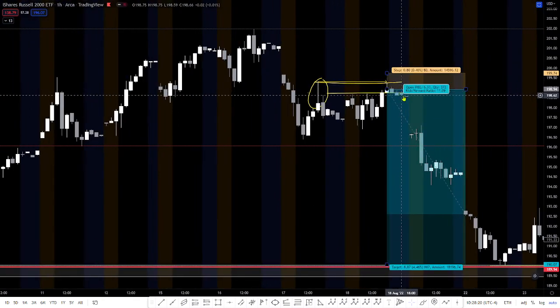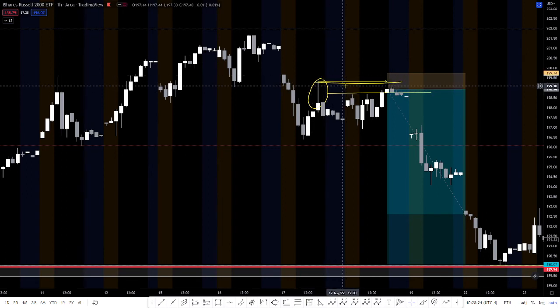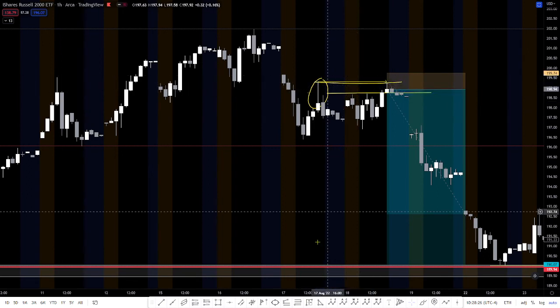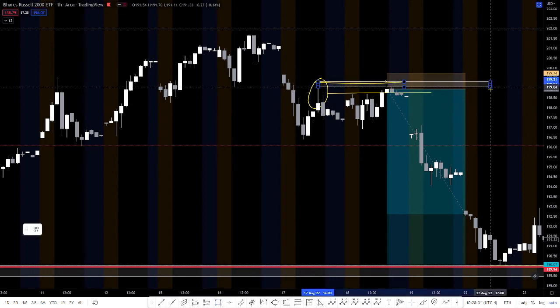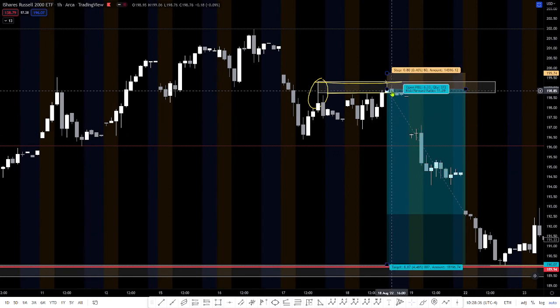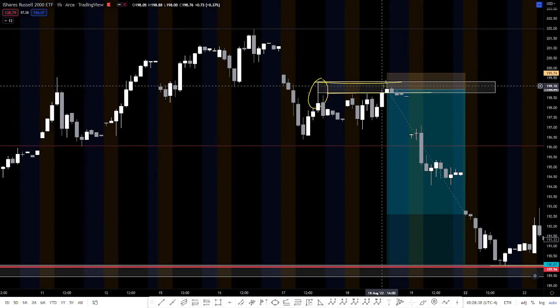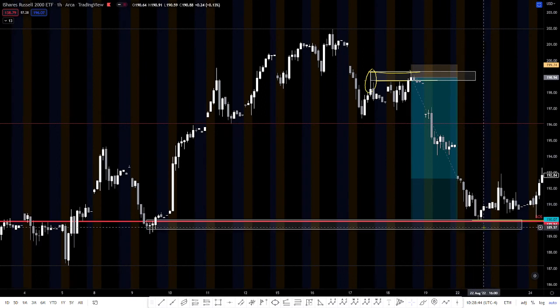It's probably harder to see, but you get a nice rejection. If we come back into this level, essentially this level, I'm looking to go short, right? And we do, at the end of the day on the 18th. And now you're taking this all the way down to a previous order block.